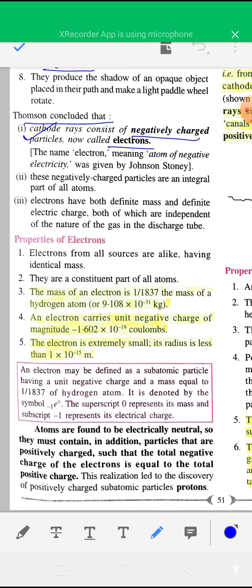Now see the properties of electrons. They are a constituent part of all atoms. The mass of an electron is 1/1837 the mass of a hydrogen atom. The mass of an electron is 9.1 × 10^-31 kg. Remember this value: mass of an electron is 9.108 × 10^-31 kg. The charge of an electron is -1.602 × 10^-19 coulomb.